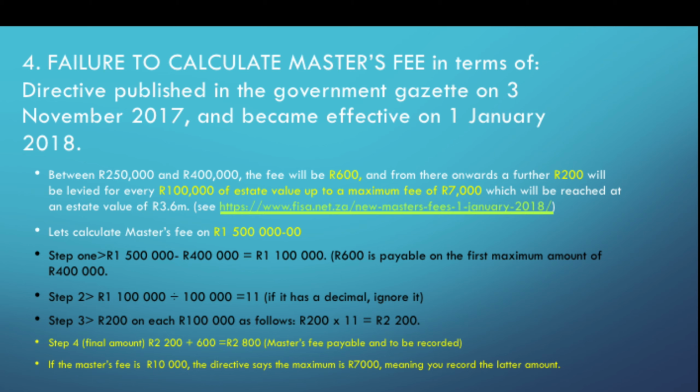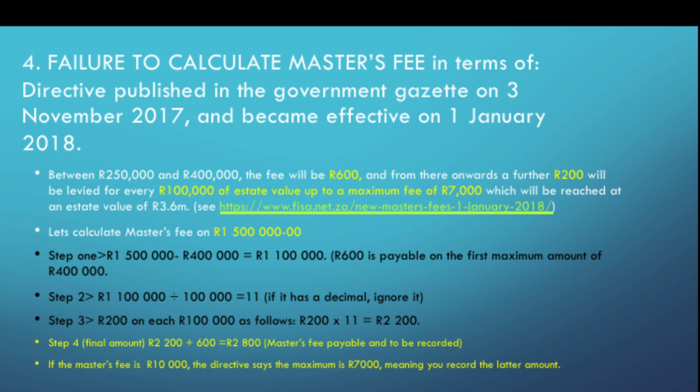1,500,000. This is the amount on which you are calculating the master's fee, being 1.5 million. The first 400,000 falls between 250 and 400,000, so we have 600. Step 1: 1.5 million less 400,000 leaves us with 1.1 million. So 600 is payable on the first maximum amount of 400,000. We put it aside. All these calculations, you'll be doing on your scrap paper.